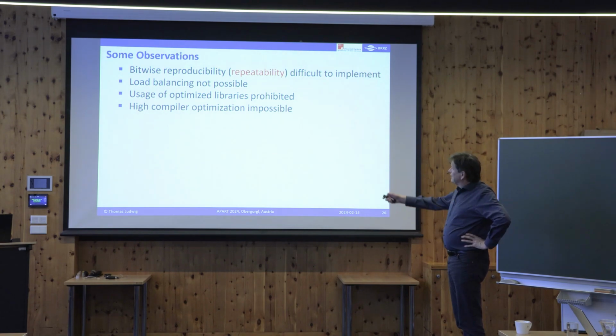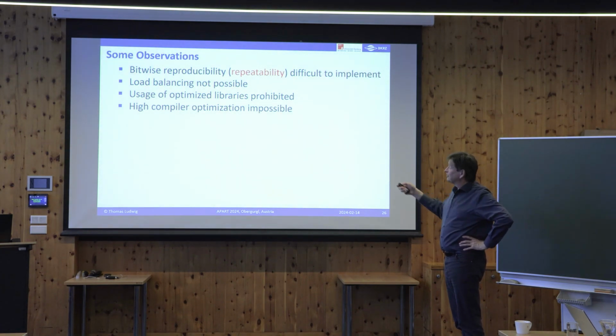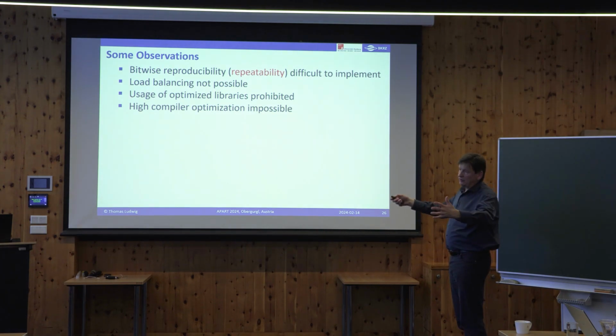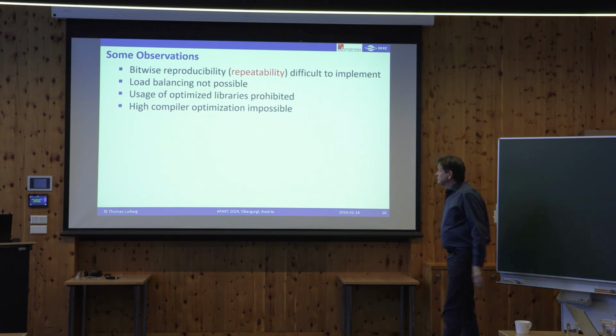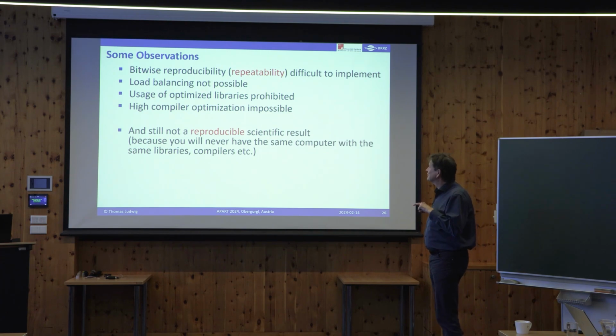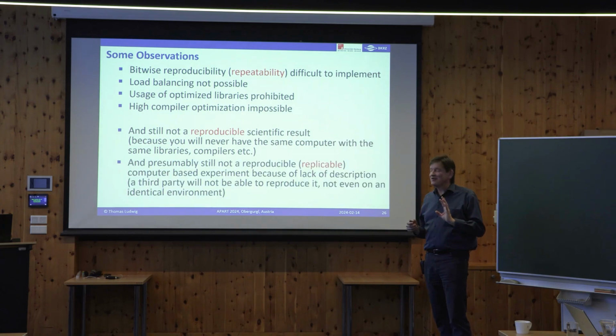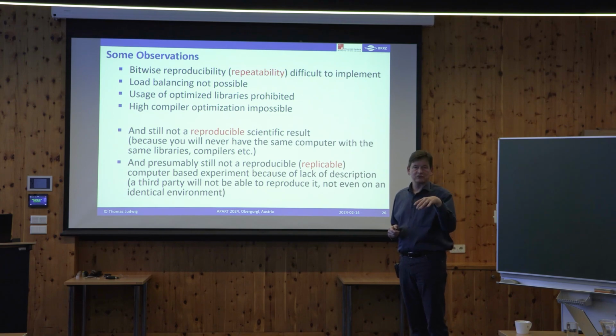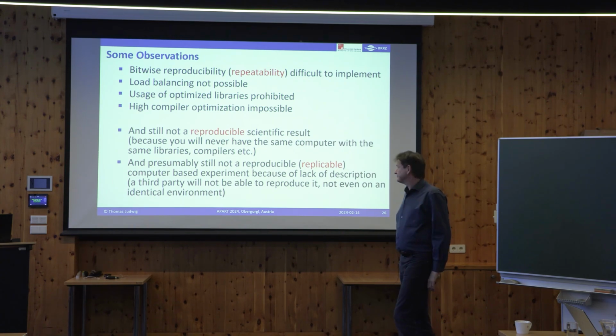Some observations. Bitwise reproducibility, this repeatability in particular, is very difficult to implement. We would like to have that for debugging purposes, for example, just so that you can rerun the same path through a program several times. That means you cannot have load balancing, optimized libraries are a problem, and high compile optimization is also impossible. And still, even if your program is repeatable, it's not necessarily reproducible by others, because others will not have the same libraries, will not have the same computer. And even if they have, there might be a problem that it's not replicable, because you publish your paper, and then in the paper is written something. So if another group wants to pick that up and repeat or replicate your investigation, it might be very complicated.